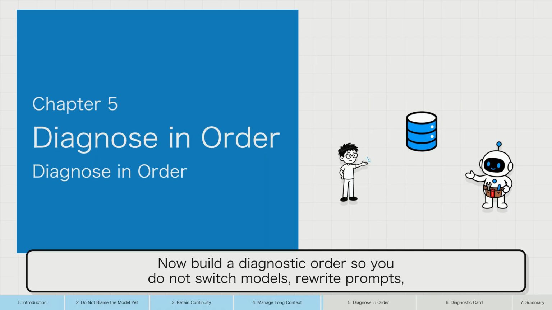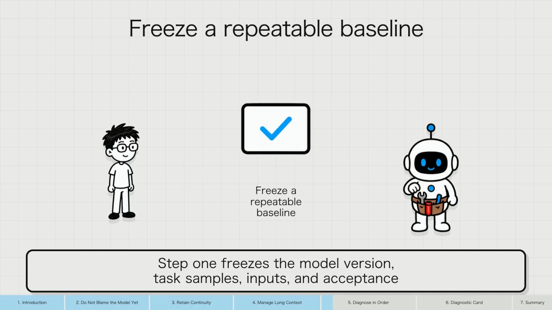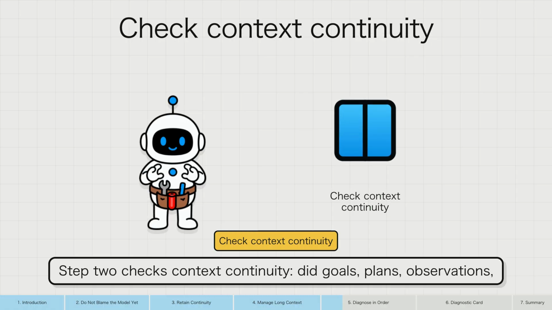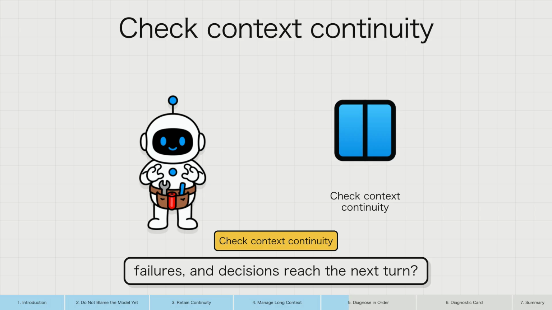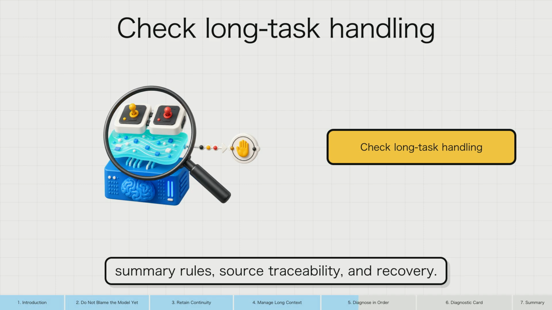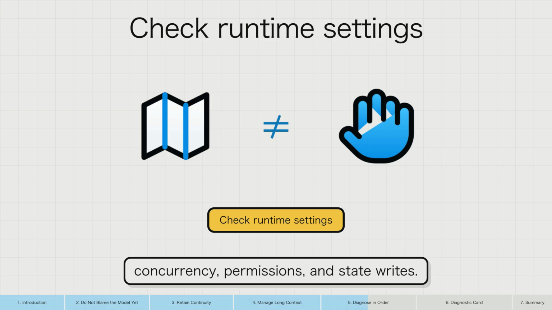Now build a diagnostic order so you do not switch models, rewrite prompts, and add tools at once, then lose track of what actually worked. Step 1 freezes the model version, task samples, inputs, and acceptance rules to create a repeatable baseline. Step 2 checks context continuity. Did goals, plans, observations, failures, and decisions reach the next turn? Step 3 checks long task behavior, truncation, compaction triggers, summary rules, source traceability, and recovery. Step 4 checks runtime settings, complete tool results, timeouts, retries, concurrency, permissions, and state rights.